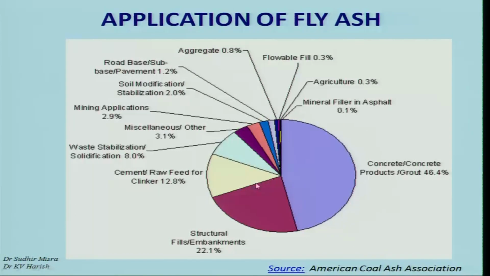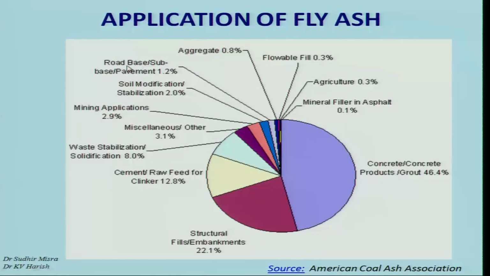And if you consider the other shaded area, yellow color, fly ash is used as a raw feed material in the clinker, primarily in production of Portland pozzolana cement, where fly ash is used along with cement, either pre-blended or interground together, and this accounts for approximately 12.8 percent. Likewise, for other applications such as stabilization purposes, primarily soil stabilization, again a quite substantial amount, say 8 percent, is utilized. And likewise, you have other miscellaneous applications at 3.1 percent, mining applications 2.8, and soil modification or stabilization 2%.